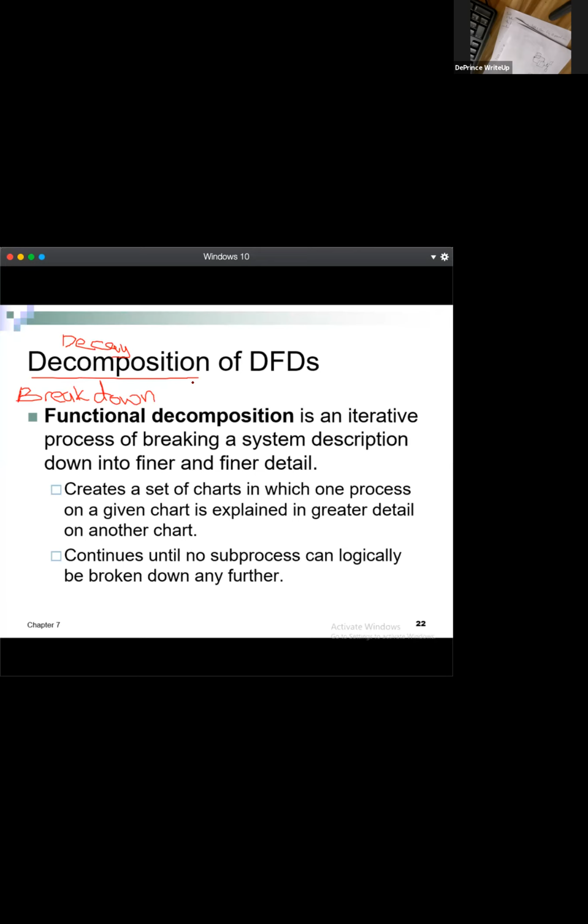So that breaking down into simpler processes is what is called a functional decomposition, okay? It is an iterative process of breaking a system description down into finer and simpler details. It creates a set of charts in which one process on a given chart is explained in greater detail on another chart, the next DFD level, all right? You continue functionally decomposing each chart until all the processes cannot logically be broken down further. You've reached the final process where you don't think any more process can be done. Then you stop there, all right?